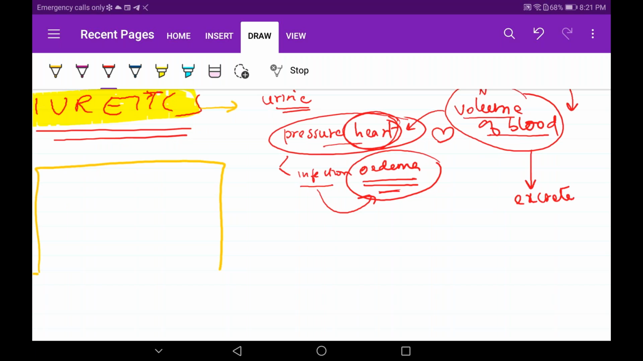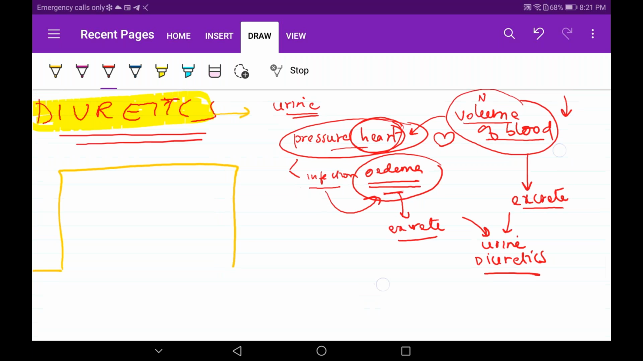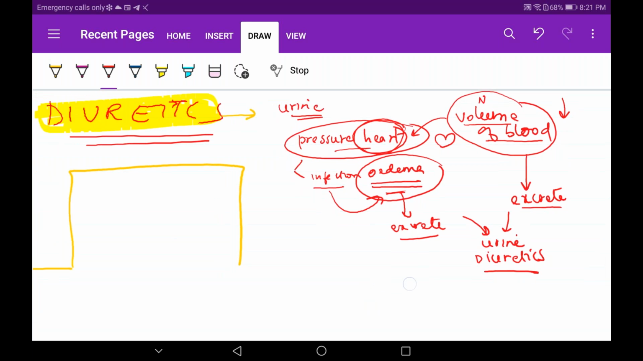So what is the only source where we can excrete out fluid, my friends? Tell me. Through urine, right? So we want certain drugs to cause excretion of urine, because there are certain situations where there is pressure on the heart or there is edema. So I can tell you, we are giving diuretics. Simple name. We are giving drugs to cause diuresis, urination. Simple. Okay, excessive urination.